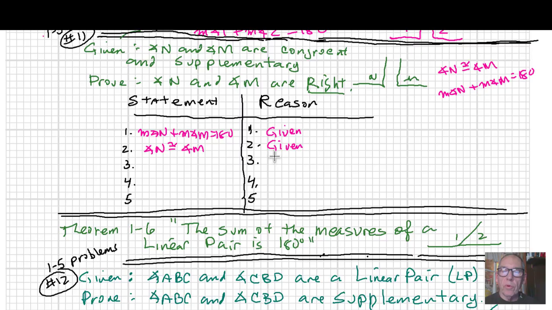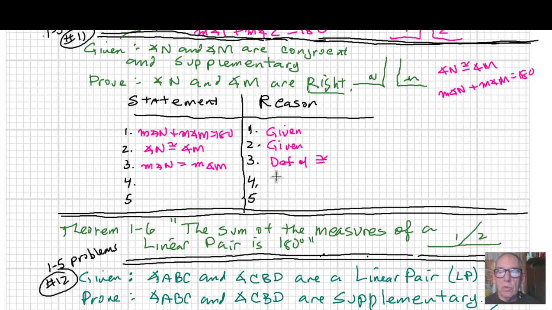Now by definition of congruence, we can say that the measure of angle N is equal to the measure of angle M. So that's the definition of congruence. So we've got that N and M are equal to each other. Now I'm thinking replace the measure of angle N in number one with what it's equal to from step 3, which is the measure of angle M. So we end up with two measures of angle M equal to 180, and that lets us show that angle N or angle M is 90 degrees.